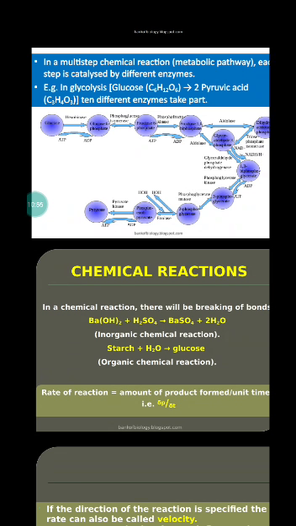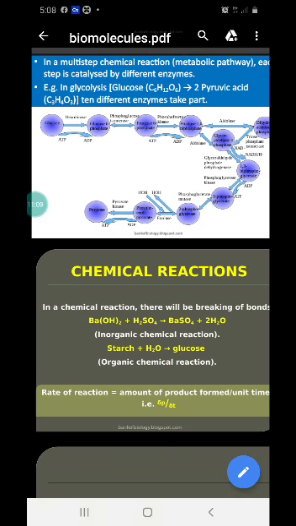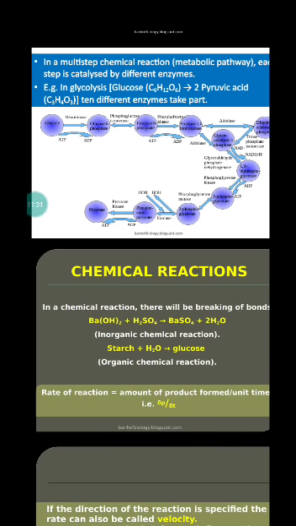Next we go to chemical reactions. You already studied chemical reactions in 9th itself, right? What happens in a chemical reaction? One chemical bond is broken and somewhere else a bond is created. For example, barium hydroxide plus sulfuric acid gives barium sulfate plus water. This is an inorganic chemical reaction, of course, and starch plus water gives glucose, which is an organic chemical reaction. These are two different examples.